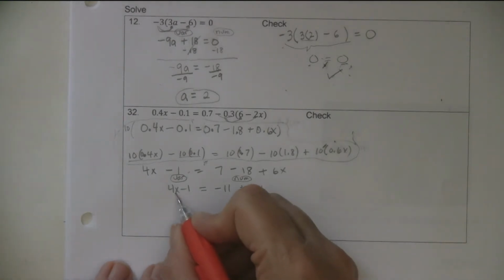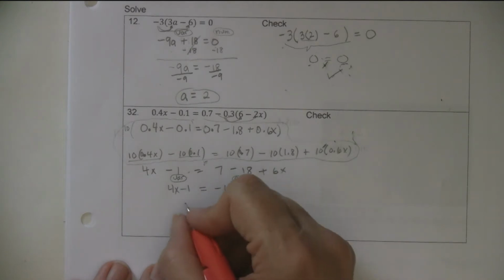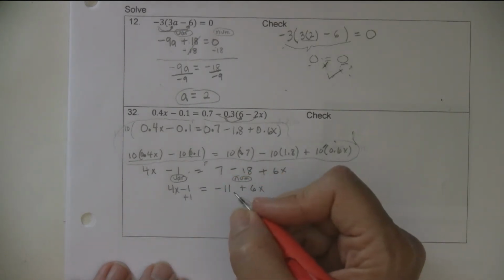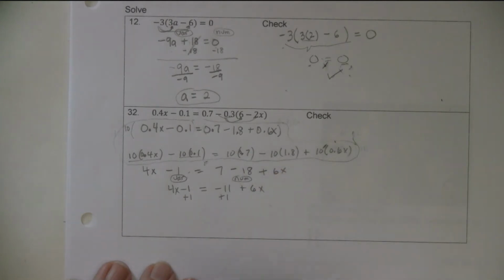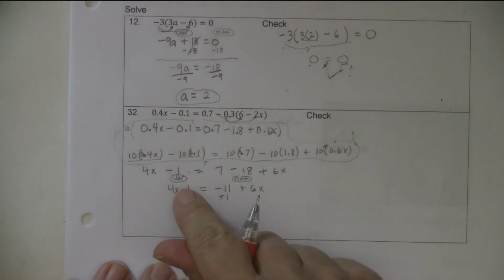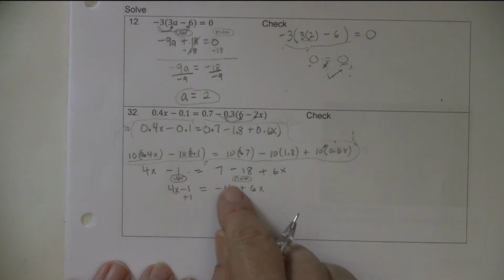So 4x is fine, it stays there, but the 1 is a number on the variable side, so I'm going to have to undo it with an add of 1. Remember, my choices are to add or subtract. And here's the number, and I'm going to line up the add of 1. I have to add 1 to both sides of the equals, right? So 1 time on the left and 1 time on the right.